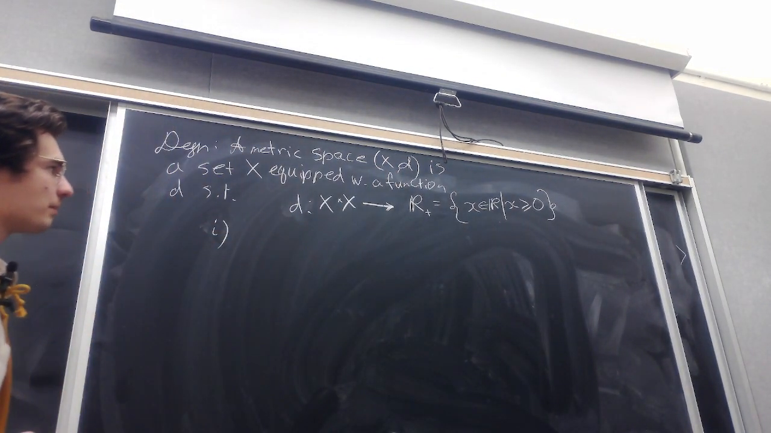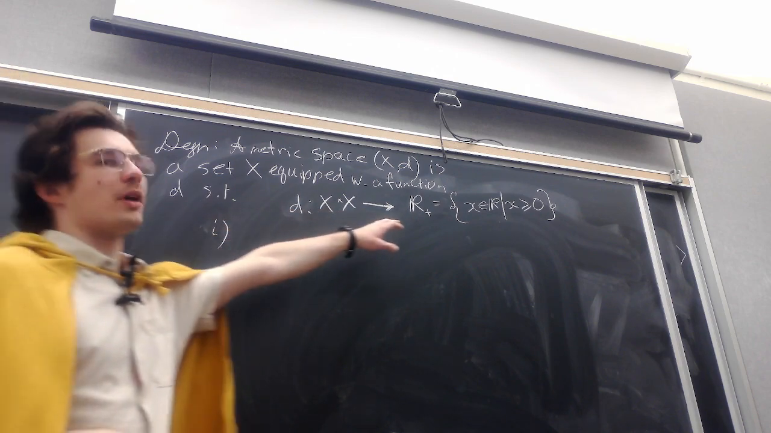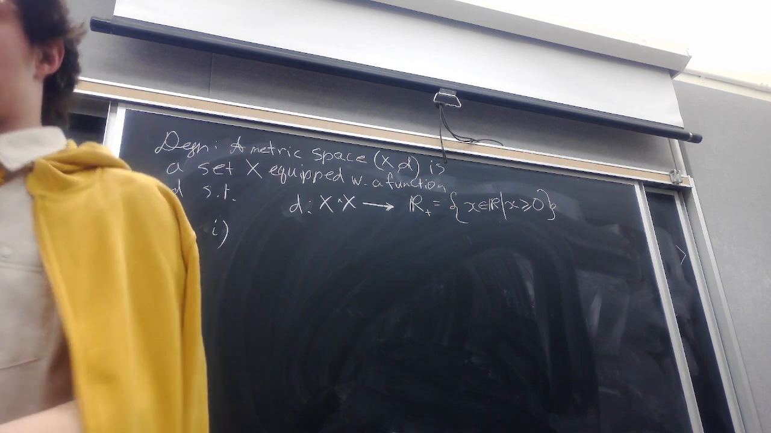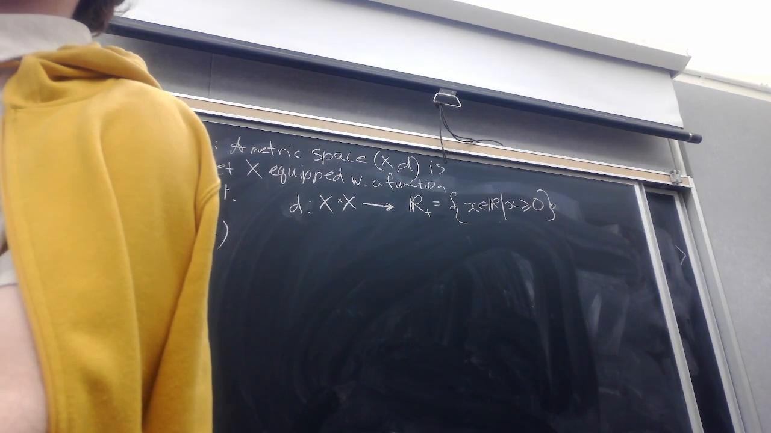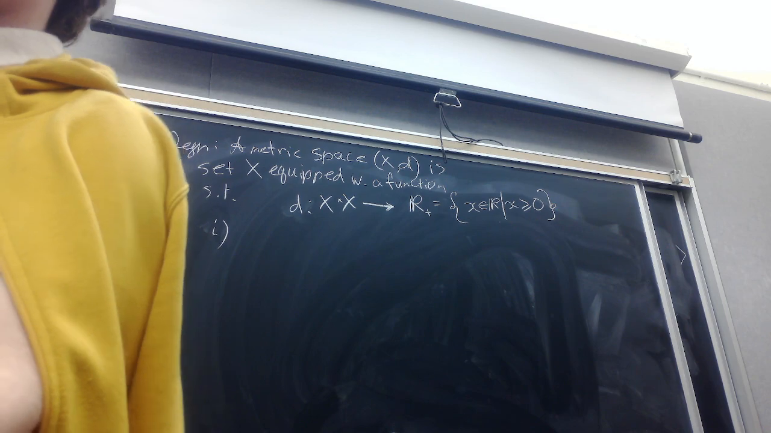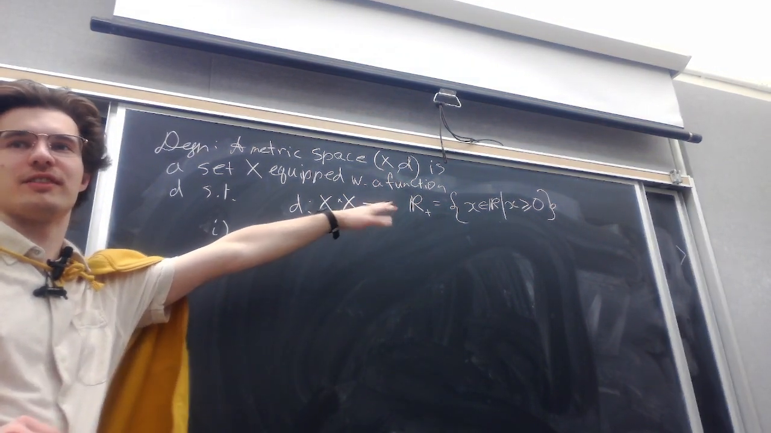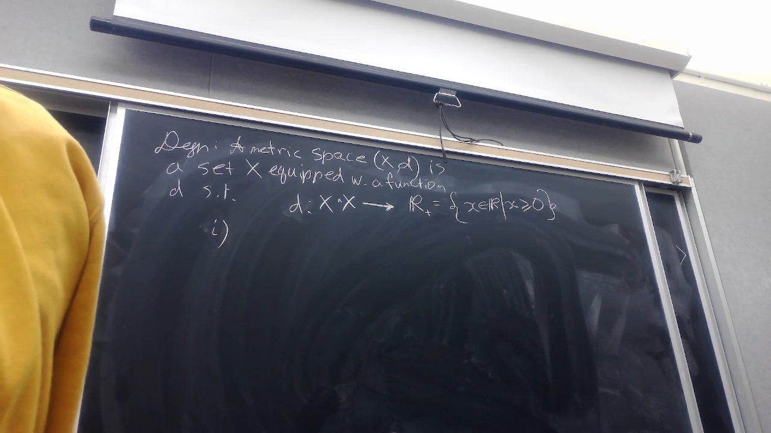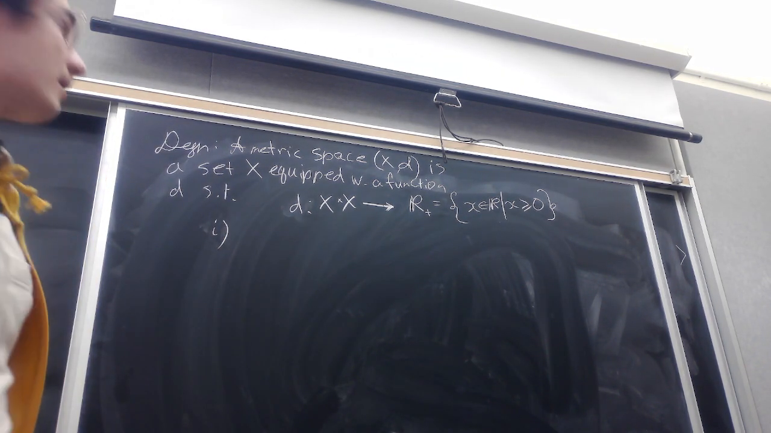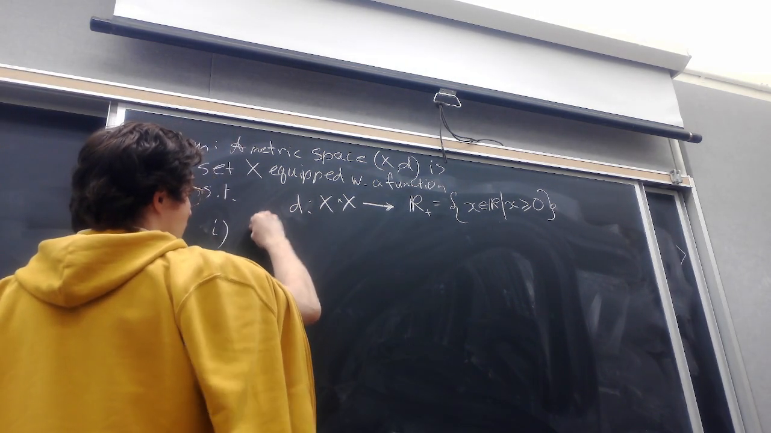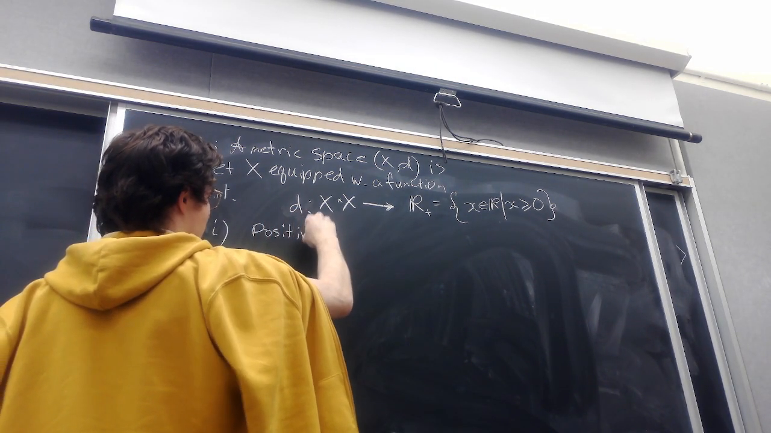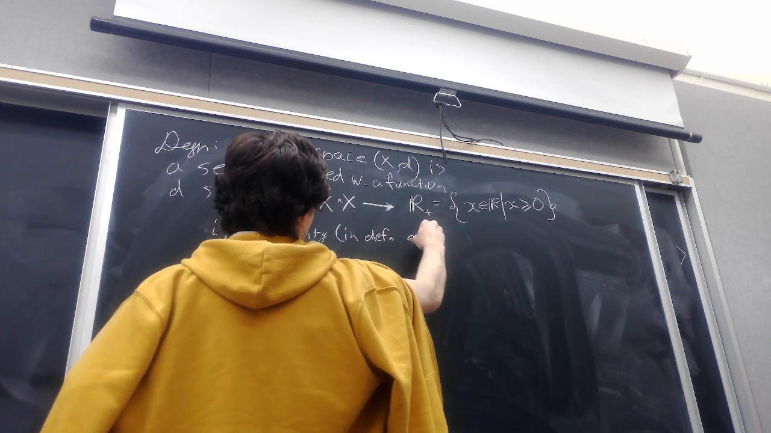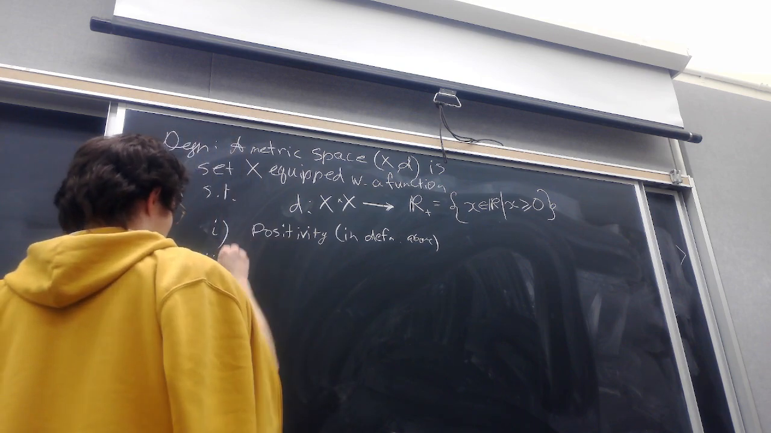Okay, straightforward. So this is the positivity condition. When we defined the norm, I had a positivity condition. Here, the positivity condition is literally built into the definition of the function from X cross X into R plus. So positivity is already in the definition above.